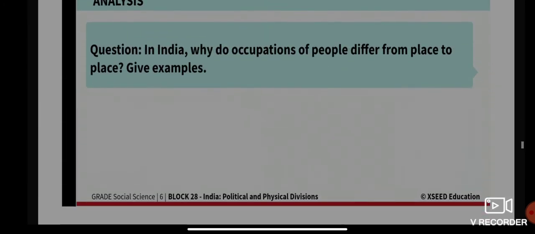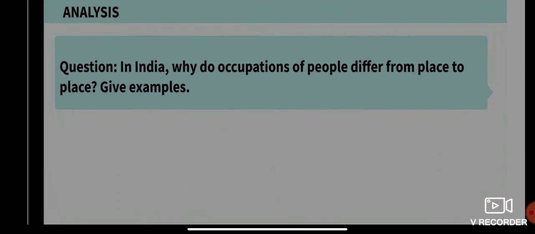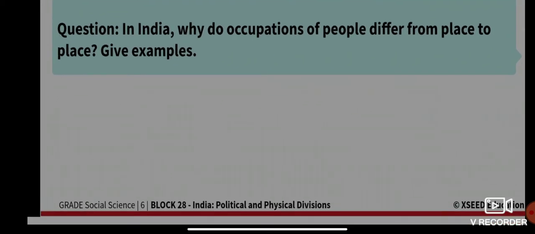All right. So the next question: in India, why do occupations of people differ from place to place? Give examples. In India, why do we have different occupations that we find in different places?